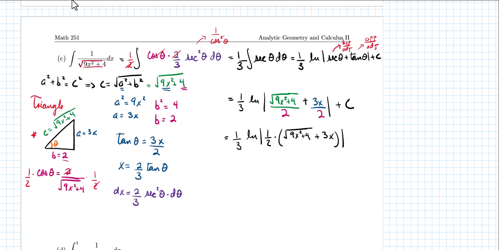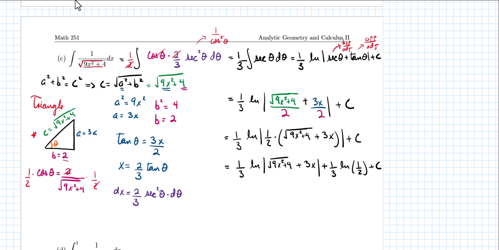Now at this point, this is where the rules of logarithms are going to come into play. Whenever you're multiplying two things inside a logarithm, you can rewrite them as a sum of logs. So I'm going to rewrite this one here as 1/3 times the ln of the absolute value of the square root of 9x squared plus 4 plus 3x plus, and this is where I'm splitting up the logs, 1/3 times the ln of 1/2 plus c.